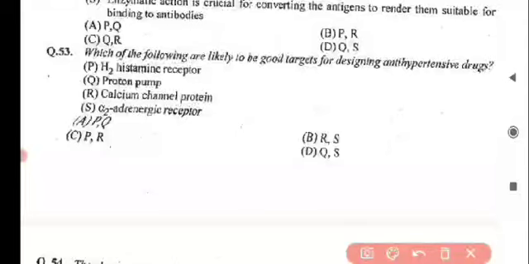Now the next question is, which of the following are likely to be good targets for designing antihypertensive drugs? And these targets are R and S, that is calcium channel protein and alpha 2 adrenergic receptor.